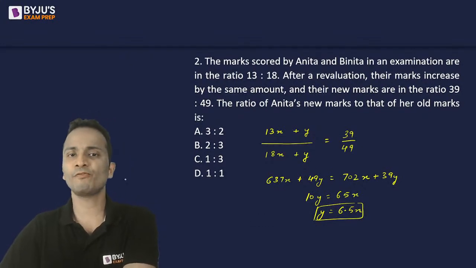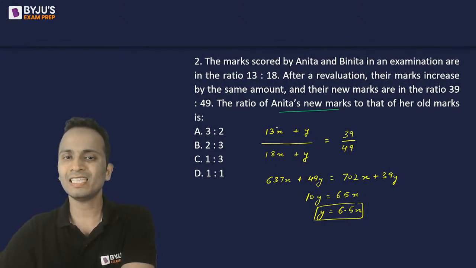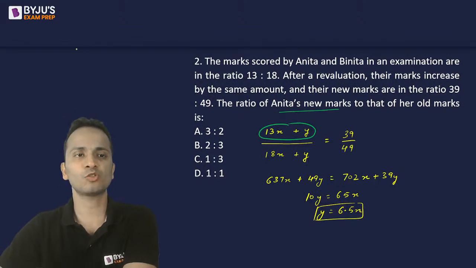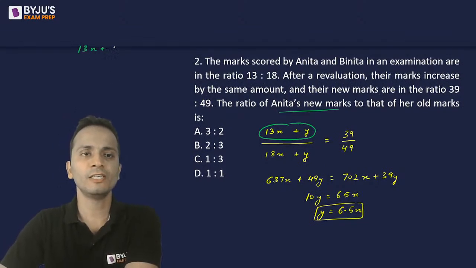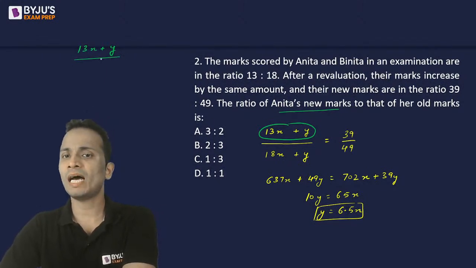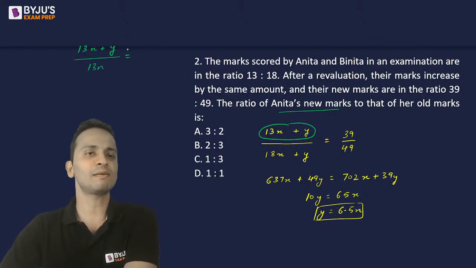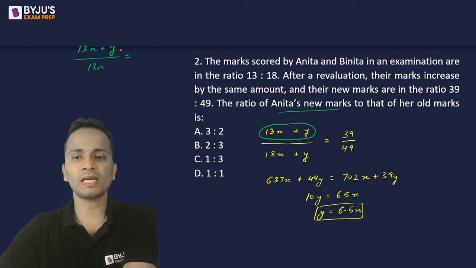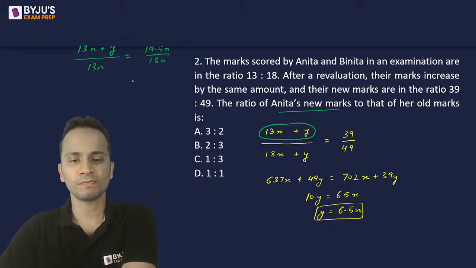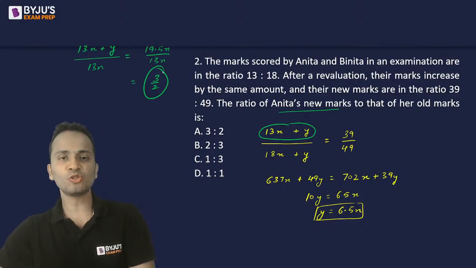Now what they are asking for, they want the ratio of Anita's new marks. So Anita's new marks is 13x plus y. I'll write it on the left hand side. So Anita's new marks is 13x plus y, and Anita's old marks was 13x. Okay, I can substitute the value of y. So 13x plus 6.5x will be 19.5x divided by 13x, and this ratio will come out to be 3 upon 2. Okay, so 3 is to 2.